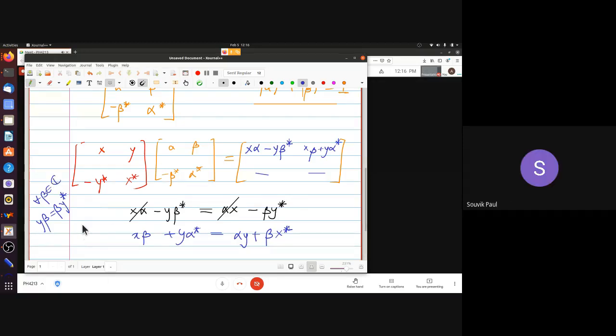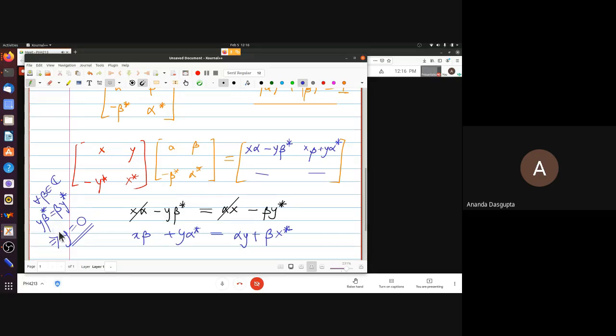Y should be 0. Yeah, this is really trivial. It says that y has to be 0. If you want to check that, I want to check why that is true. Okay, I think I made a mistake here. The equation was y beta star equals beta y star. Yeah, that was the equation.